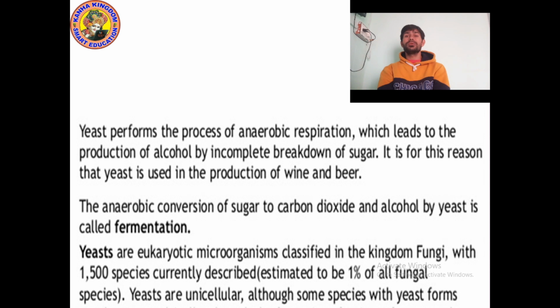Fermentation is a process in which sugar is converted into carbon dioxide and alcohol. In this anaerobic conversion, the sugar, which means glucose, is converted into carbon dioxide, and alcohol is also produced, which is used in wine and beer. That's why yeast is used in the production of wine and beer. Not only wine and beer, yeast is used for many other purposes also.